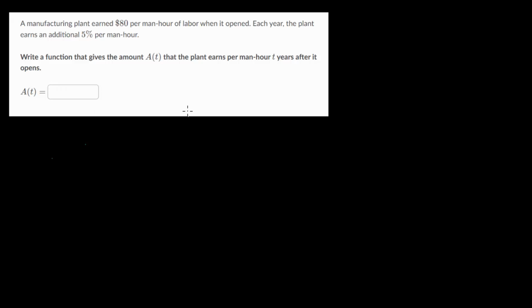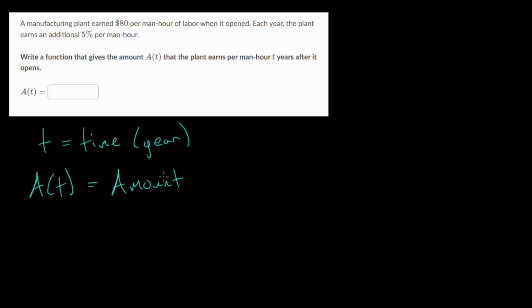So let's first define our variables. We have t, that's going to be time again, and our unit, once again, will be years. And we have A of t. So that is the amount that the plant earns per man hour. So we can call that our total amount, or just our amount.